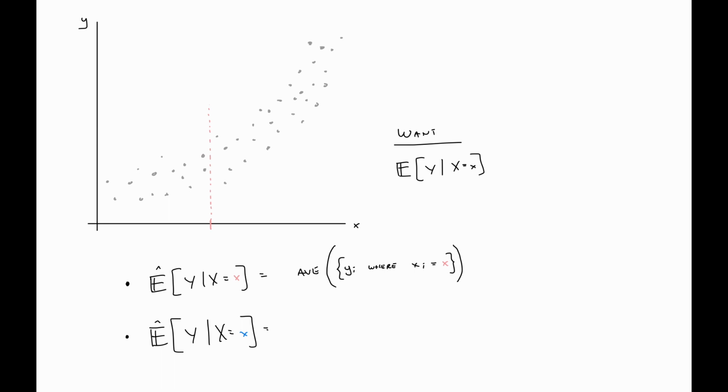So let's erase that and think of a better idea. You've probably already gotten there. What we want instead is the average of yi where xi are close to that particular value of x that we care about.